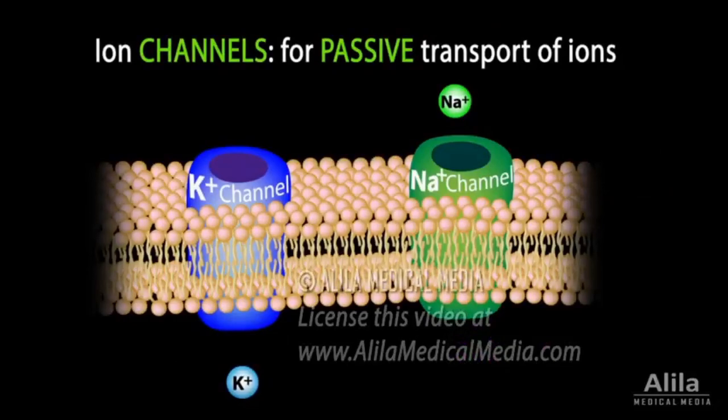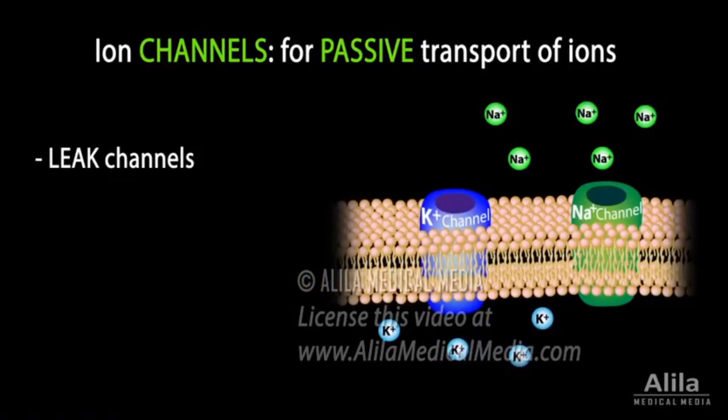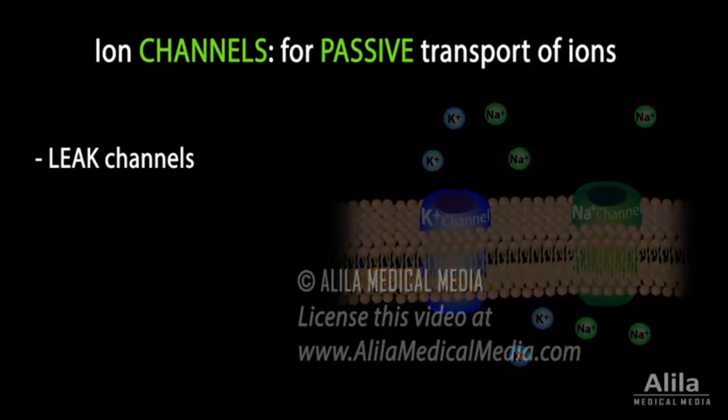Ion channels permit passive transport of ions. These are transmembrane proteins that form pores for ions to pass through. Most ion channels are specific for a certain type of ion. Ion channels can be classified by how they change their open-closed state in response to different factors of the environment. Common types of ion channels include leak channels. These channels are almost always open, allowing more or less steady flow of ions. Examples are potassium and sodium leak channels in neurons.